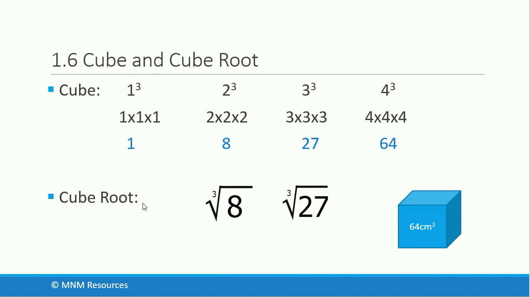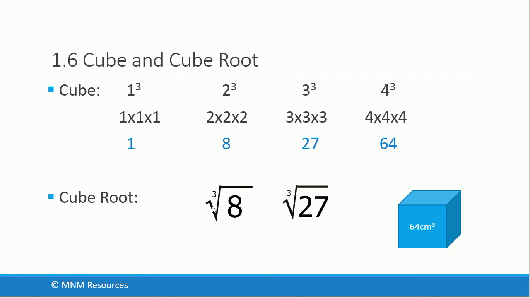Similar to square roots, a cube root is the base number that you would use to multiply to get a value. So if you have a question that asks you for the cube root of 27, you need to figure out the base number that you multiplied 3 times to get the value of 27. So in this example, 3 times 3 times 3 gives you 27. So the cube root of 27 is 3.